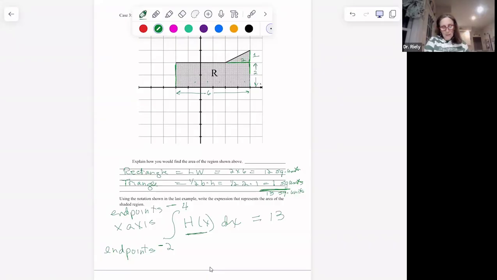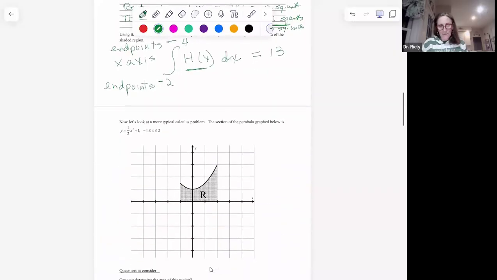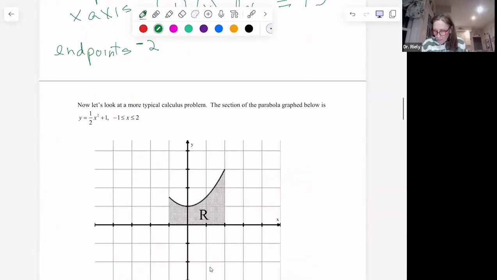Okay, so now we're going to come into a situation that's more typical, a calculus situation. It's going to be an equation like this, which is a parabola, which we use quite often. So now I have an equation. There's my function, and I have endpoints. Just doing that alone, I can say, let's run this from -1 to 2, and I'm going to call that f of x, and then I'm going to write it as dx.